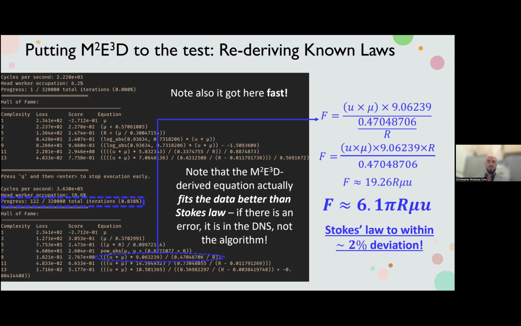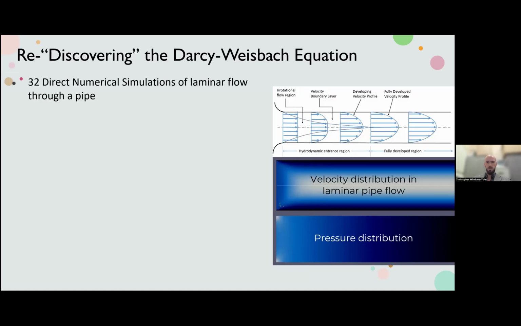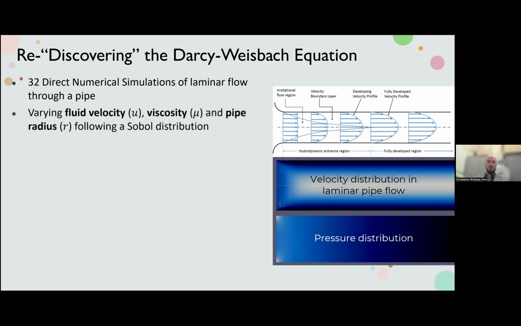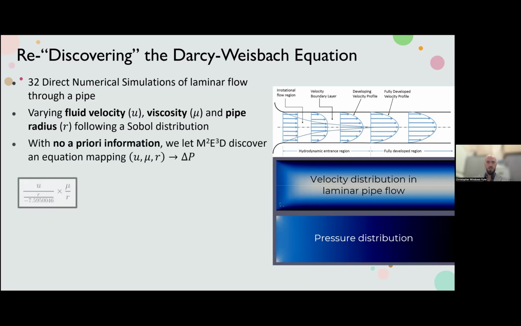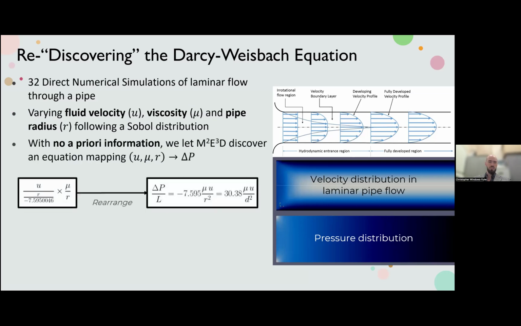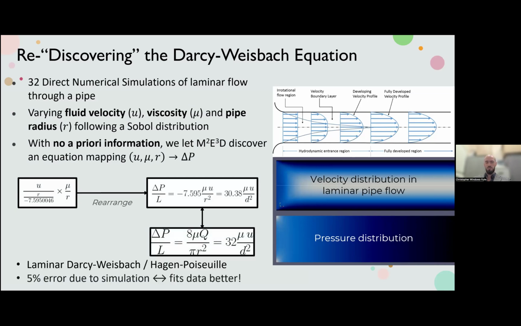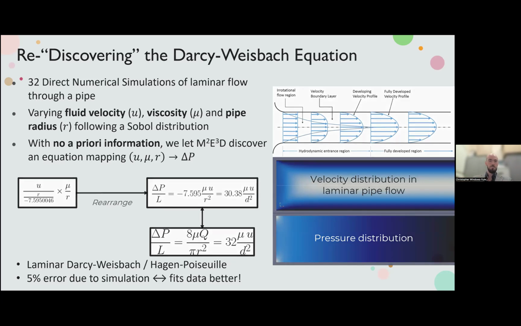So tremendously computationally efficient. We also did something similar with the Darcy-Weisbach equation. So we did 32 DNS simulations of laminar flow through a pipe varying viscosity, fluid velocity, pipe radius. I won't give you the same chat, but the point is it discovered an equation, we rearranged the equation, and you get something that's plus or minus 5% the Darcy-Weisbach equation, which is pretty darn neat. So I'm now confident that this piece of software works. It's rediscovering the equations we'd expect to be rediscovered with an error that is only causing it to fit the data better rather than fit the data worse.